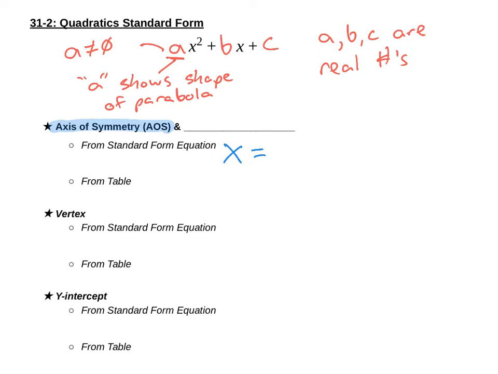Now, how to find that constant, we're going to use this setup. Negative b over 2a. Those a's and b's are referring to, again, standard form. You have to be in standard form. So if you're in factored form, this won't work. If you're in the other square binomial form, this won't work. You have to be in standard form. It's very important.